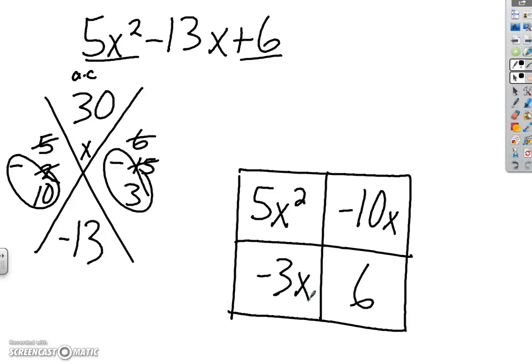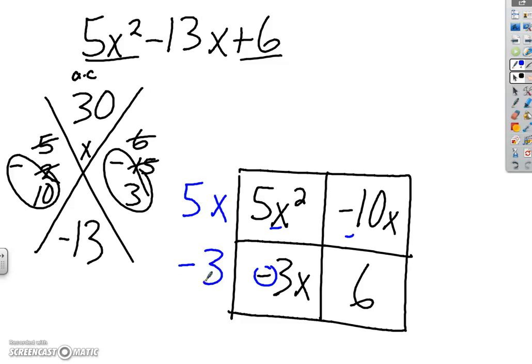So let's factor this one. So what can we pull out of horizontally? Let's go 5x squared minus 10x. We can factor a 5 out and an x. Good. What about the second one? Negative 3x and a positive 6. Well, in this case, because the leading number is negative here, anytime that leading term, the one in the front, is a negative, we're going to factor out a negative. And we can factor out a negative 3.